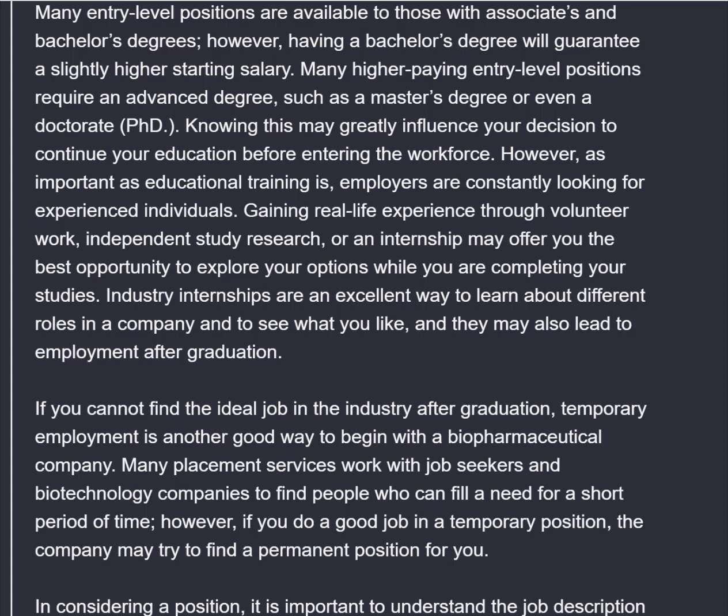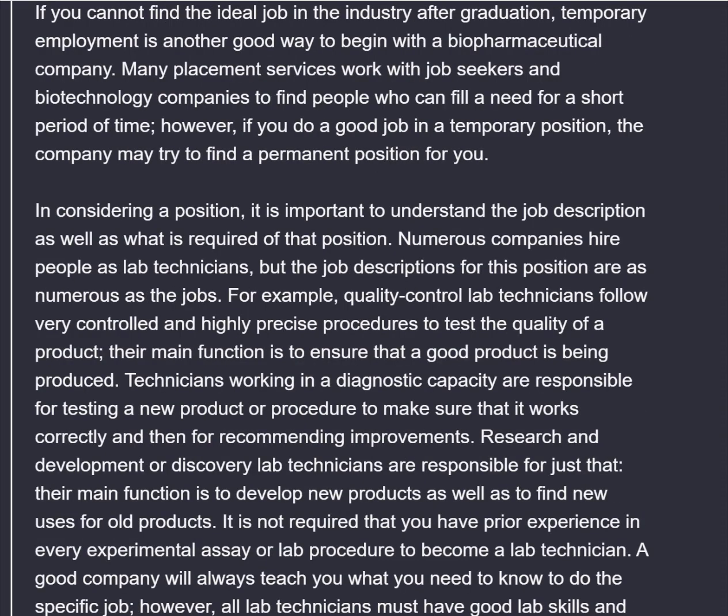However, as important as educational training is, employers are constantly looking for experienced individuals. Gaining real-life experience through volunteer work, independent study research, or an internship may offer you the best opportunity to explore your options while you are completing your studies. Industry internships are an excellent way to learn about different roles in a company and to see what you like, and they may also lead to employment after graduation.